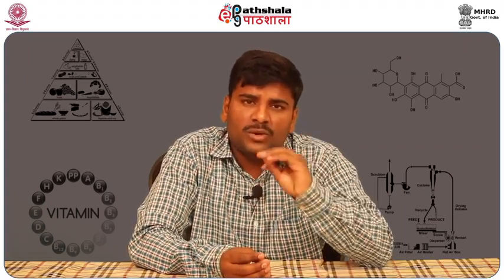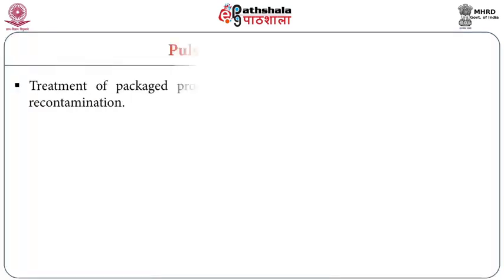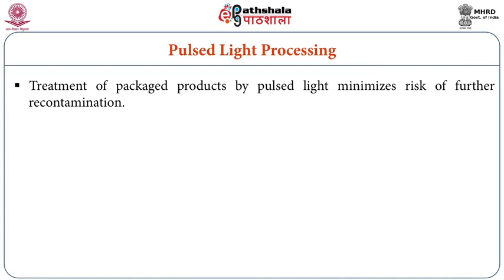So the US FDA, the Food and Drug Administration of the US, has given certain guidelines. The use of high intensity light is a kind of irradiation, and it kills only the organisms which are on the surface of the food or on the packing materials, so it will not penetrate inside the materials. The duration is only 2 minutes, and the energy level should not be more than 12 kilojoules per centimeter square. Treatment of packaged products by pulsed light minimizes the risk of further recontamination.